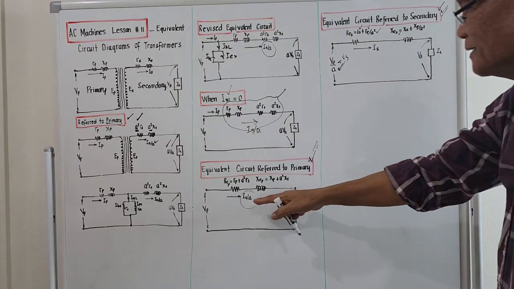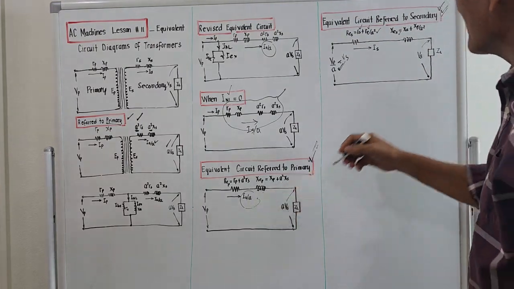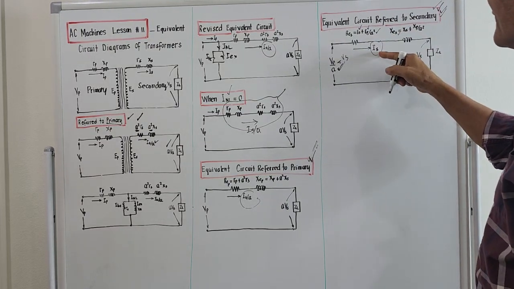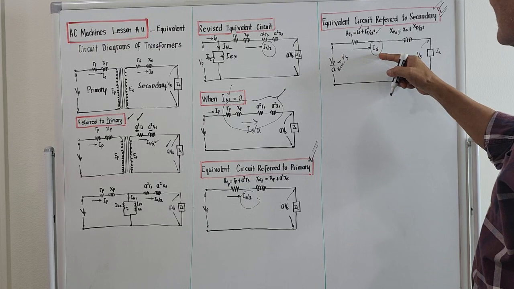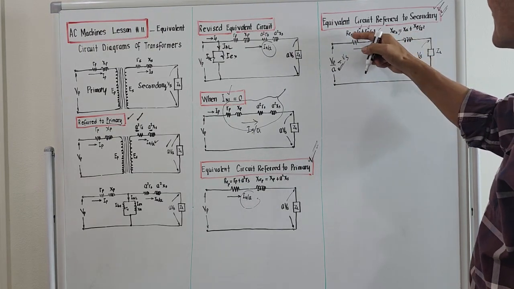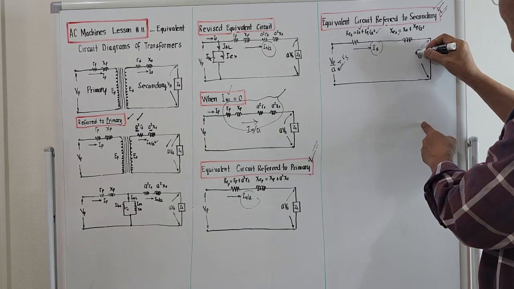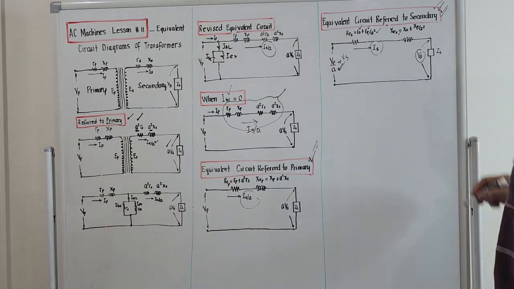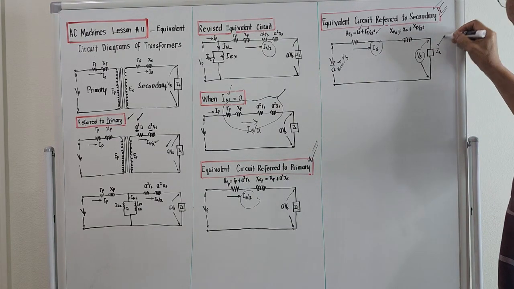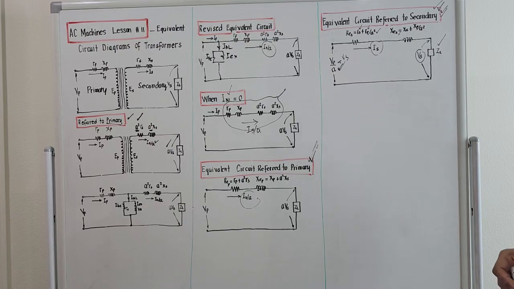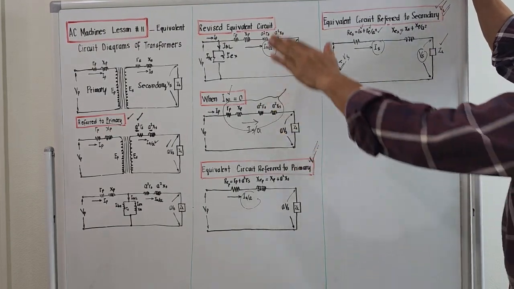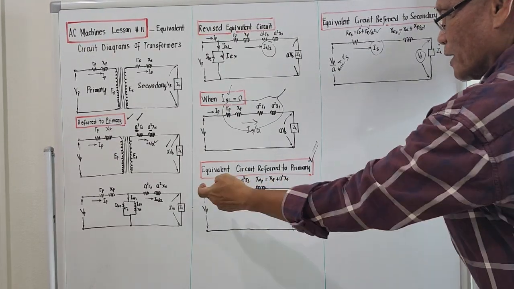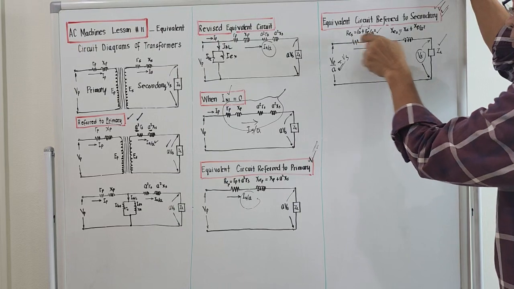And the current, instead of IS over A, because we are now on the secondary side, will simply be IS. So this is ES, this is IS. All these values now are referred to the secondary. This is now ES, no more A. It's just simply ES. And the load impedance is still the load impedance. So the most important thing for this lesson will be this circuit diagram plus these formulas.